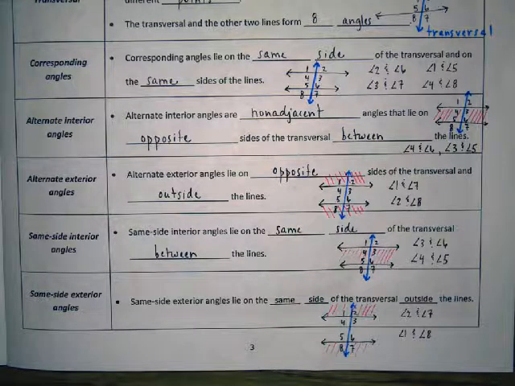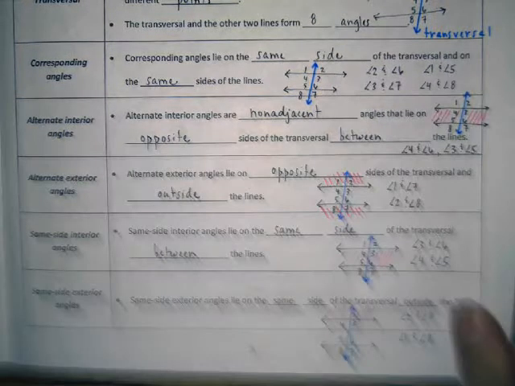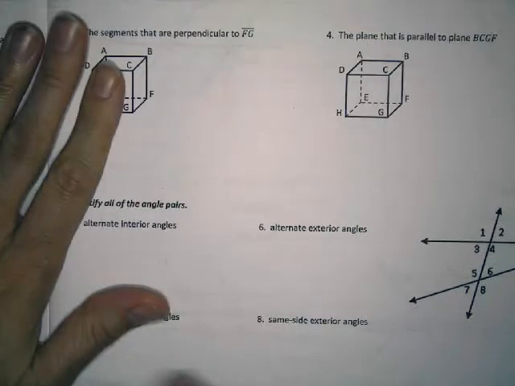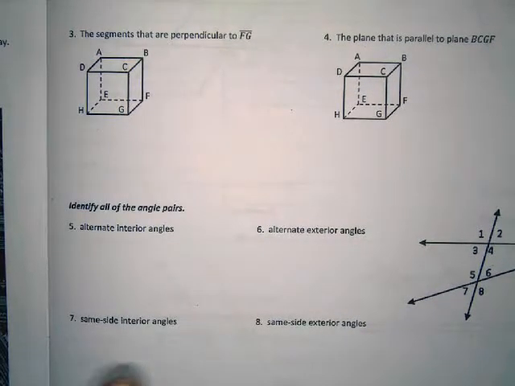So now we're just going to practice first identifying our parallel, perpendicular, and skew lines, and then looking at two lines and a transversal and trying to identify these angle pairs. So I'm going to jump ahead. We'll go back and discuss the image on page 4 when I'm back in class, but let's go ahead and take a look at some examples.